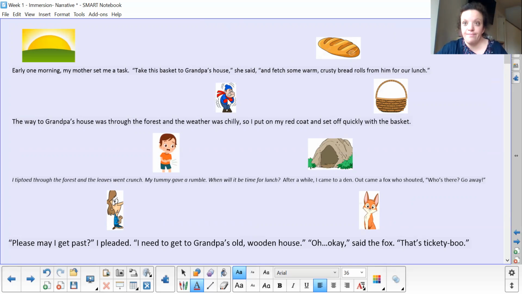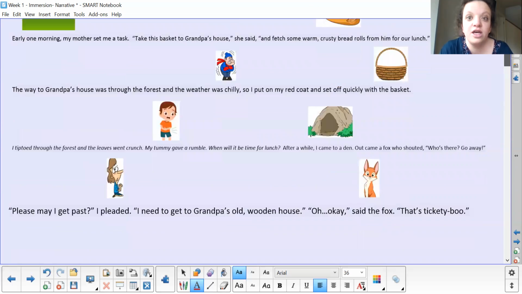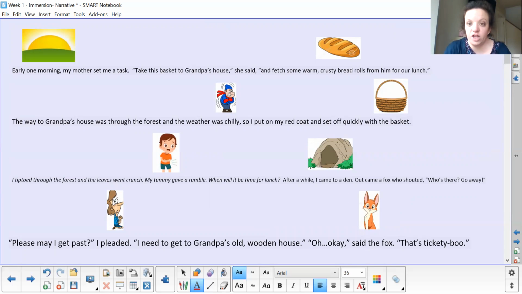Now it's that saying I'm remembering. See if you can join in with me. I tiptoed through the forest and the leaves went crunch. My tummy gave a rumble. When will it be time for lunch? Then I came to that den. So I've done a picture of the den and a fox shouted, "Who's there? Go away." "May I get past?" "Oh, okay." So the fox, that's tickety-boo. So let us get past. They just shout first of all, who's there? So there's the beginning part of our story.